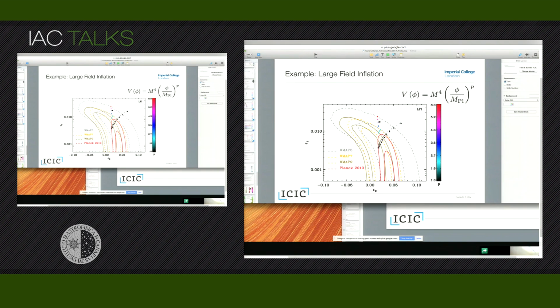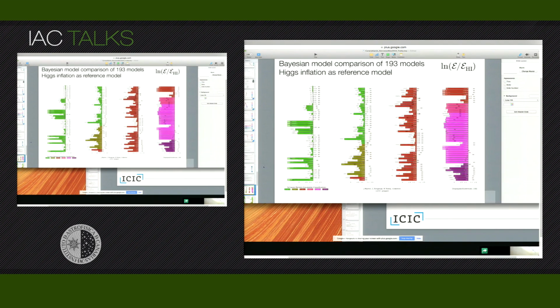What we have done together is to take all of these models, which in the end came to 193 different models for inflation, and compare them systematically to each other using Bayesian model comparison. And here is a one slide summary of what we've found. So this is the plot, the Bayes factor for all of these models normalized to Higgs inflation, one of the models. Models that are to the left of this line are disfavored with respect to the fiducial model, that is Higgs inflation. And models that are to the right are favored with respect to Higgs inflation.